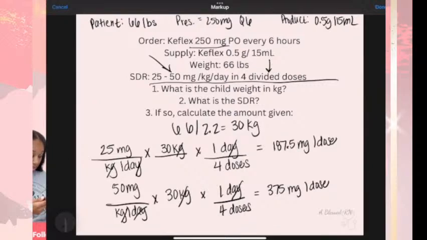Is it safe to give the medicine to our patient? Is it safe to give the medicine to our patient? Yep.